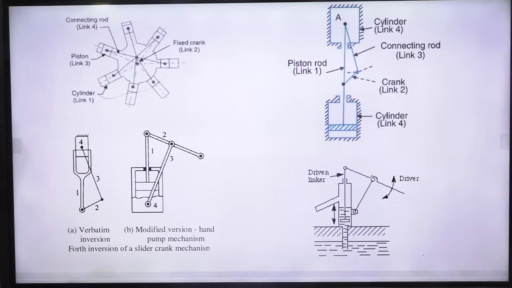Also note the name of the inversion that is related to the hand pump mechanism. So you can also note: the hand pump mechanism is the modified version of that inversion. So the hand pump, which is your inversion, is the modified version of that inversion. Note down that name also. That also you should be aware of.